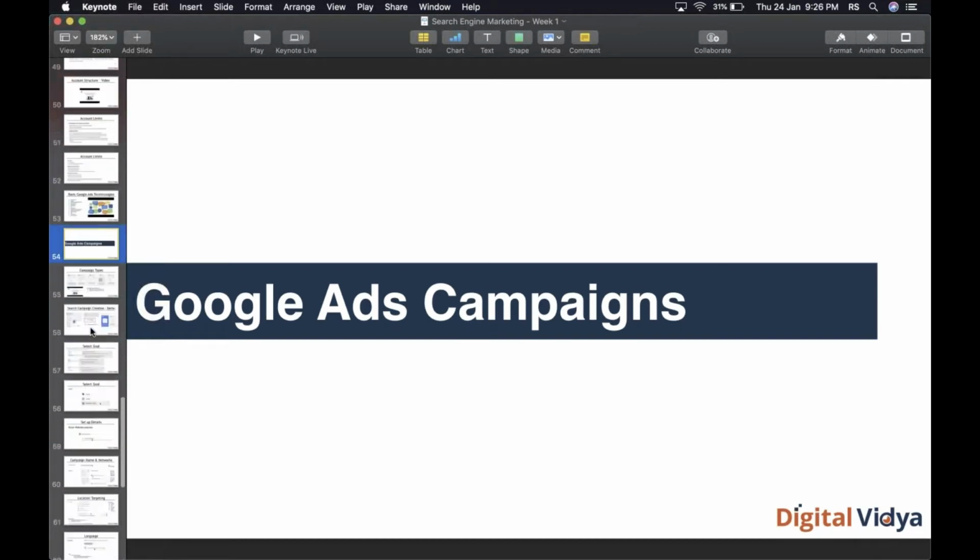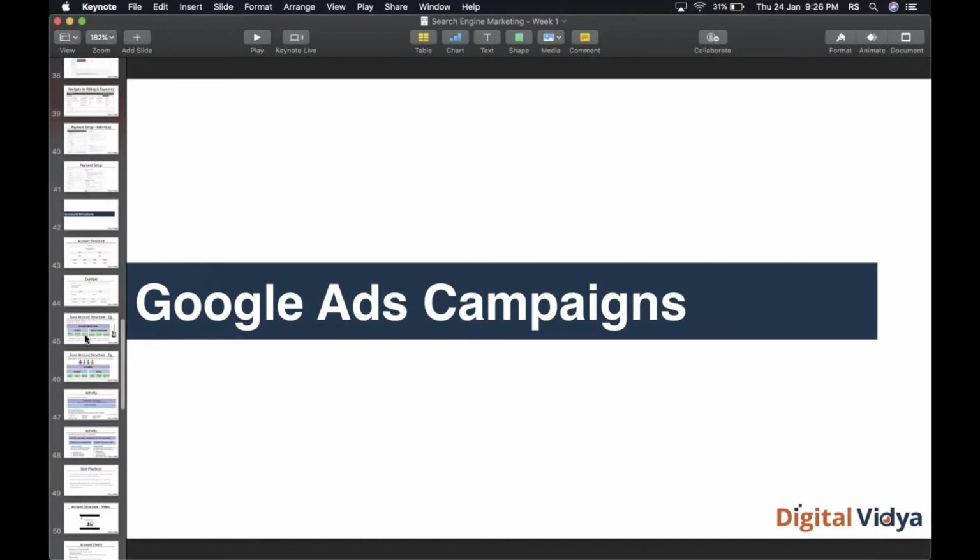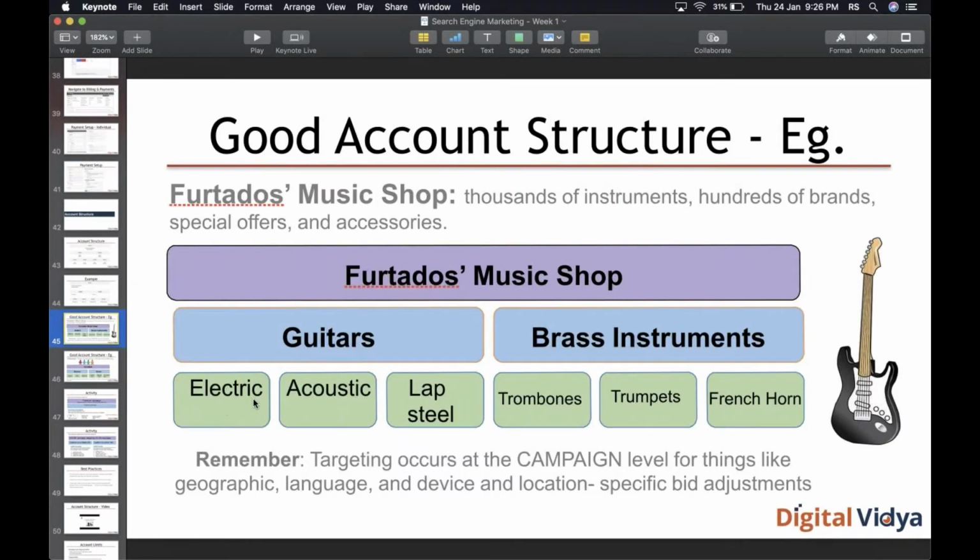Okay, so here, if I go back to this page, where was that structure? Here. So if I go back to this electric guitar ad group, what I need to do is write minimum one ad. I have to write one ad here, but I can write more than one ad, and it is recommended that you write more than one ad for electric guitar. In that case, any of your ads can show.